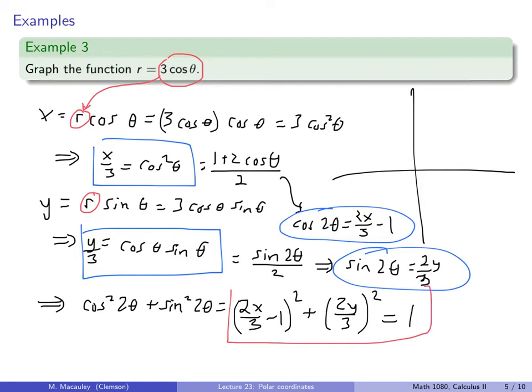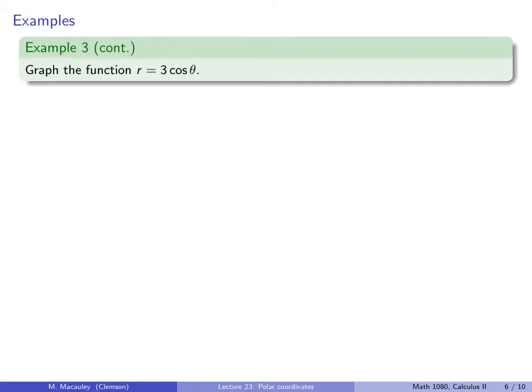Okay, so what is this? Is this a circle? Is this an ellipse? Well, okay, so new slide. Let me copy down the last thing that we came up with. So we've determined that 2x over 3 minus 1 squared, it's supposed to be squared, plus 2y over 3 squared is 1. Okay, so how do we simplify this? Is this a circle? Is this an ellipse? Let's put it in this form.